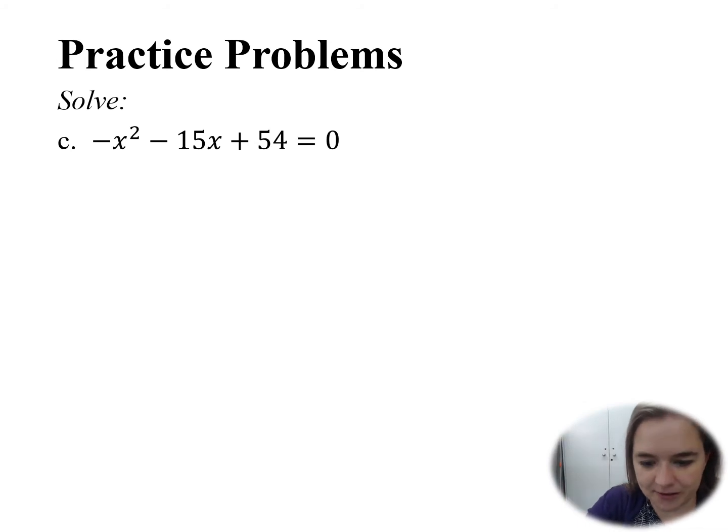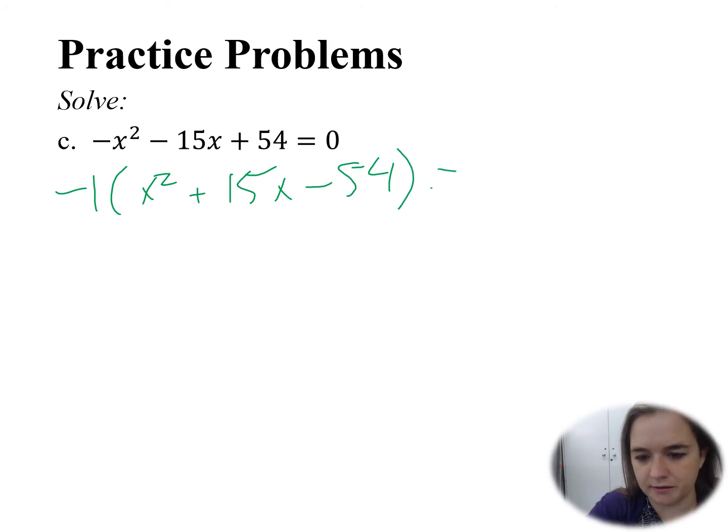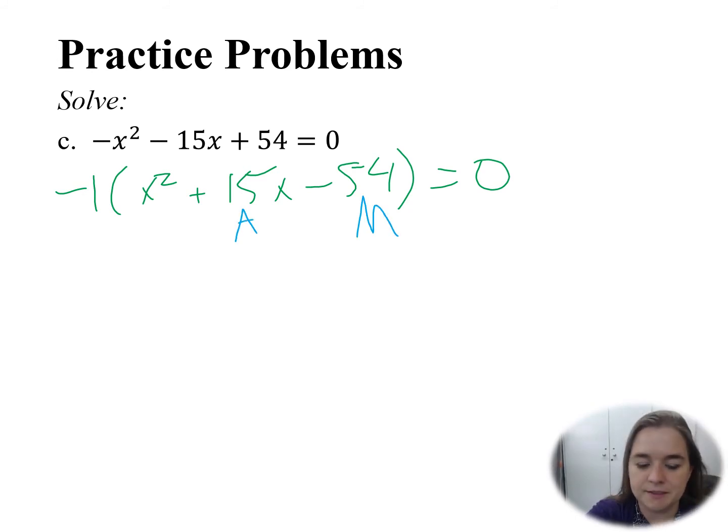Something happened with my video here. So what I had done before is I had that negative 1 pulled out of each piece, which changes the sign on each of my terms. So now I know that I need to find those factors that multiply to make negative 54 and add up to make 15.